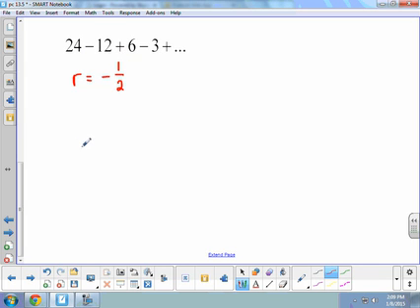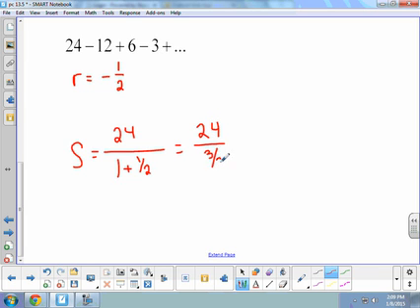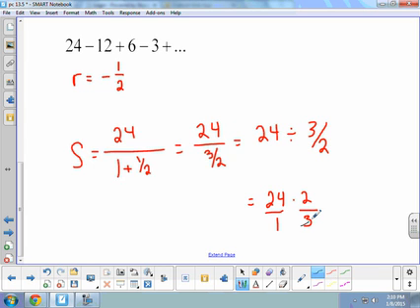So let's plug it into our formula. Our first term, 24, over 1 minus -1/2, so that's the same as adding. It'd give me 24 over 3/2, which is the same as 24 divided by 3/2, which is the same as 24 times 2 over 3. And then I would just cross cancel. Looks like it will converge at 16.